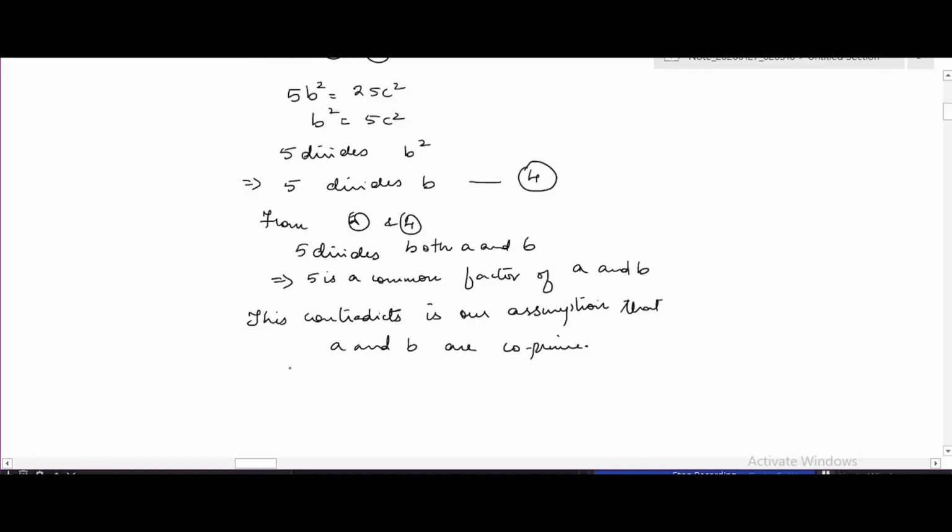Okay, therefore our assumption is wrong. We can't assume that root 5 is rational. Therefore root 5 is an irrational number.